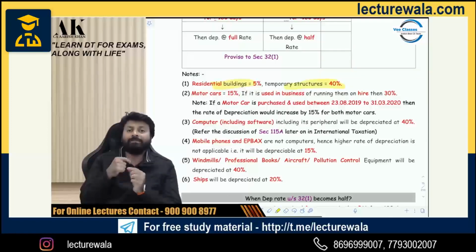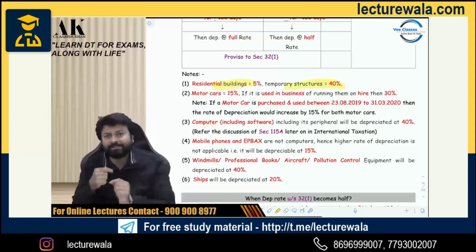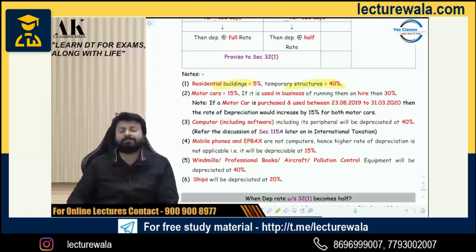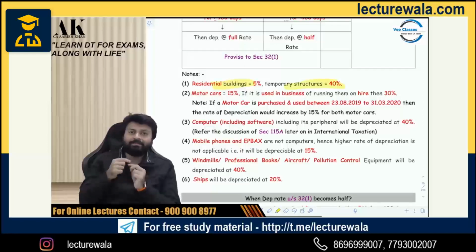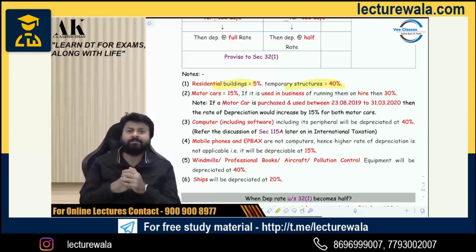Second, if you are in the business of running them on hire, like Ola, Uber, like bus services, etc., their business is of running the motor car on hire, so they will get 50% extra. That is for them, it is 30%. So by default, motor car will be depreciated at 15%, but if the business is of running them on hire, like Ola, Uber, or bus services, etc., then 30%. Further, multiple rates are there. Further rates are there in motor car.